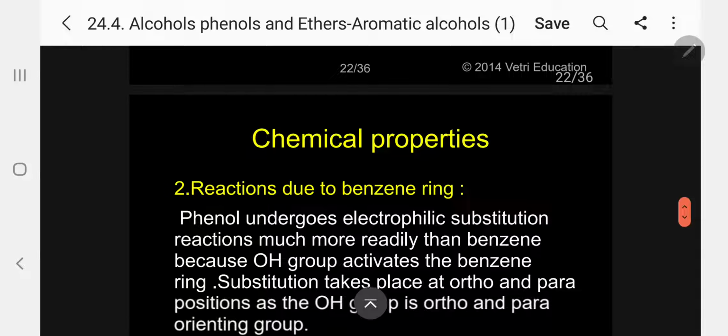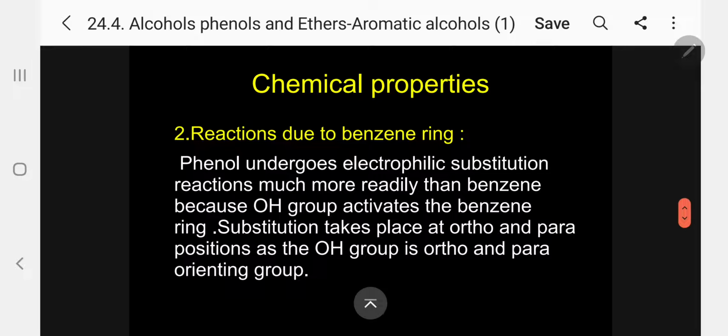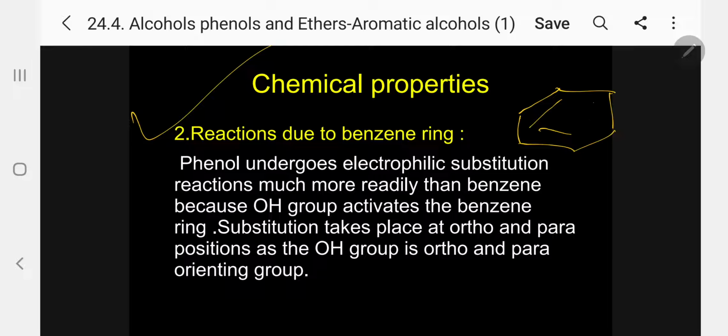Now, coming to the chemical properties, that is, reactions due to the benzene ring. Very, very interesting information. Kindly follow. Let me draw the structure of phenol. Let me write OH. Kindly follow this: number 1, number 2, number 3, number 4, number 5, number 6. I have already pointed this out in other classes also. Here let me say it again.